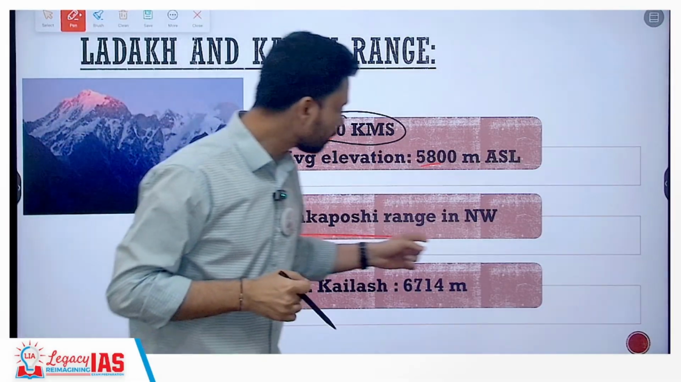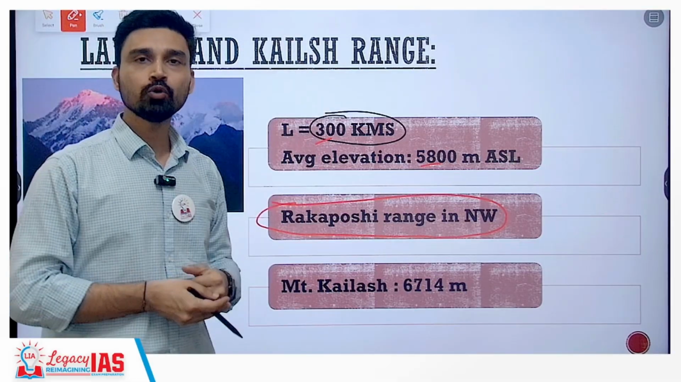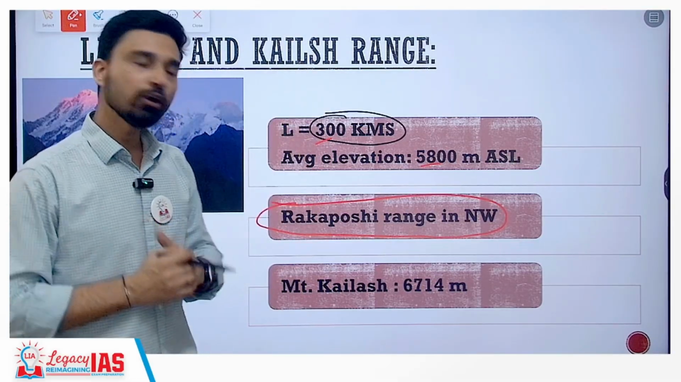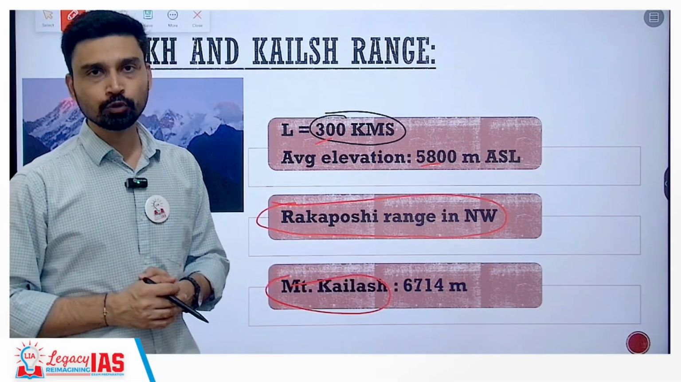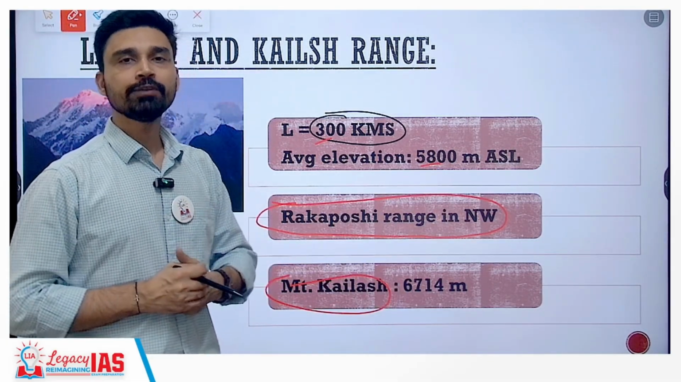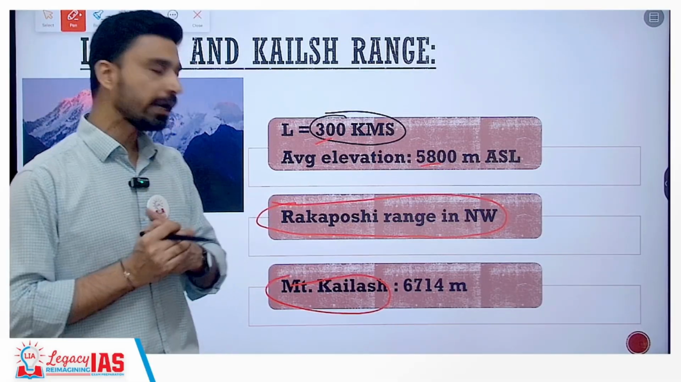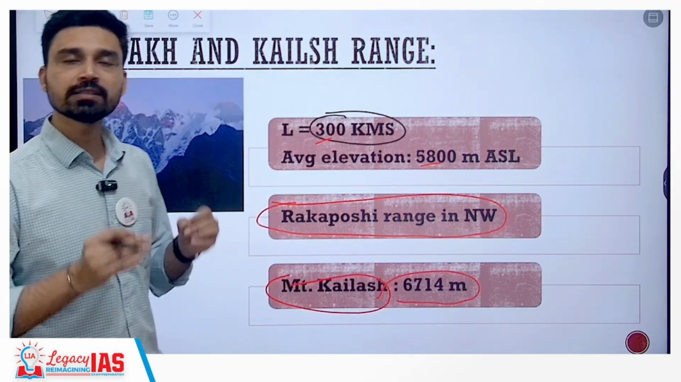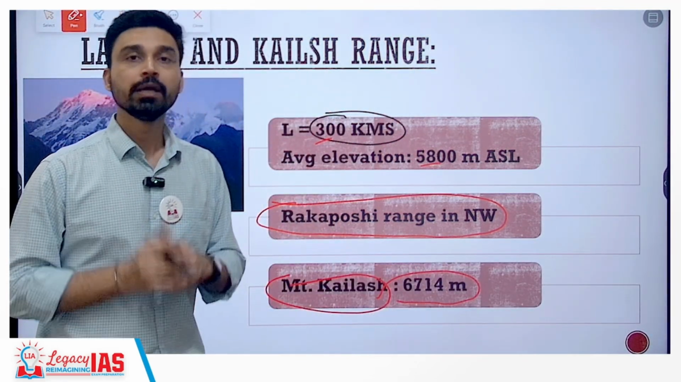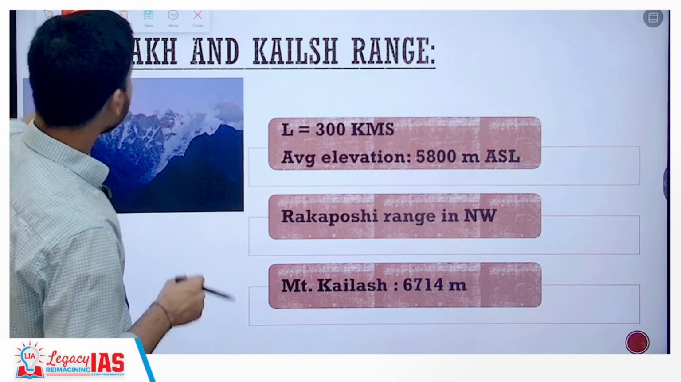Rakaposhi range is further extended in a northwestern direction. Rakaposhi is actually part of Karakoram, and from there you have the beginning of the Ladakh range. And Mount Kailash, located in the Tibetan Plateau, also very significant from a religious and cultural perspective in Hinduism, Buddhism, and even Jainism, is situated at an altitude of 6,740 meters. It is also considered the tallest peak of the Ladakh and Kailash range.